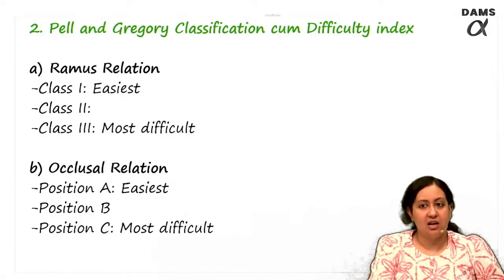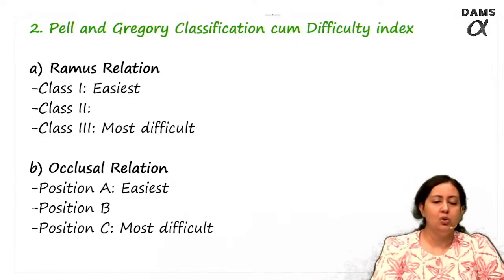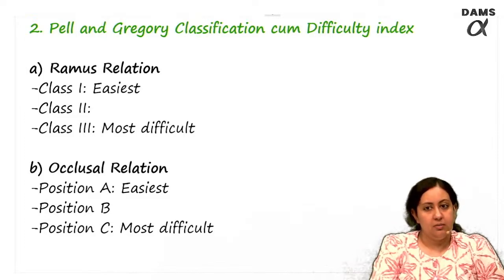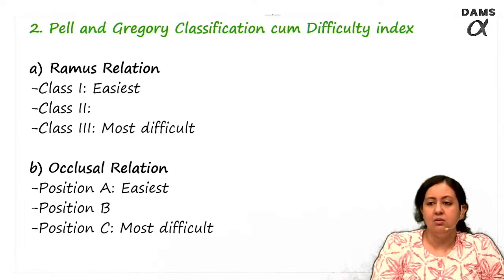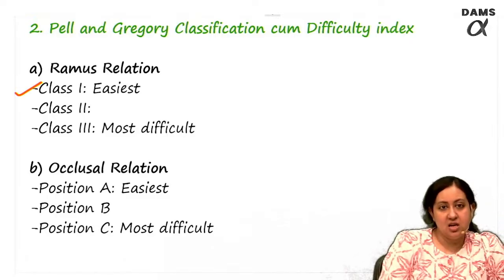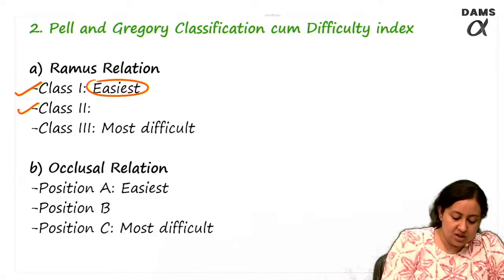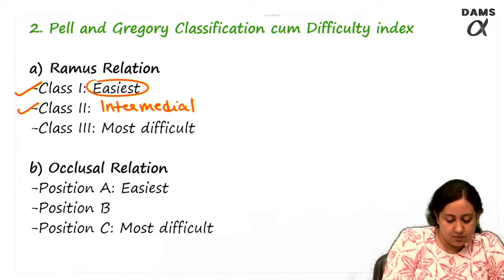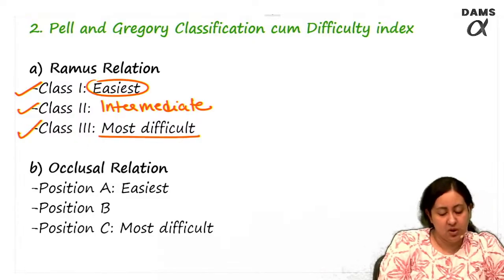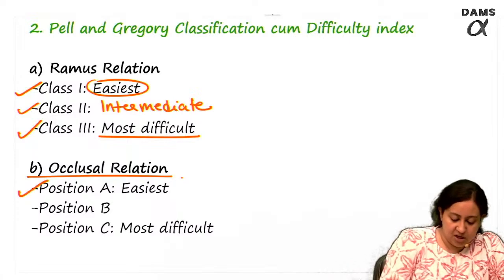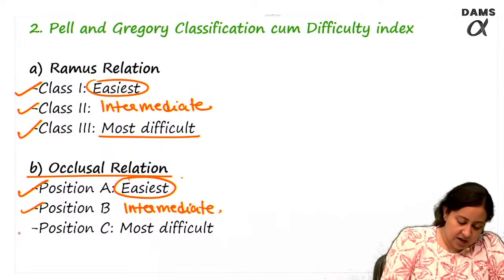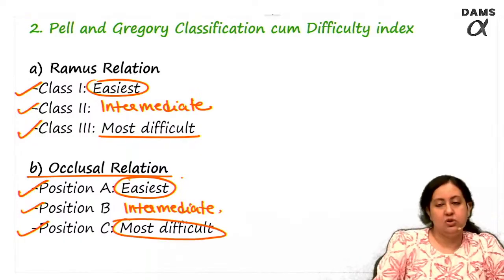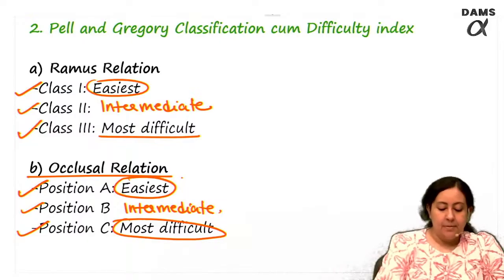Now coming to the Pell and Gregory classification cum difficulty index. Along with his classification, depending on the ramus relation and occlusal relation, they told us which is the easiest and which is the most difficult. So as per the ramus relation, class 1 is the easiest, class 2 is intermediate, class 3 is the most difficult. And as per the occlusal relation, position A is the easiest, position B is intermediate, and position C is most difficult.